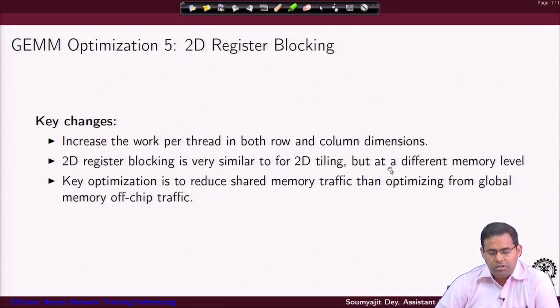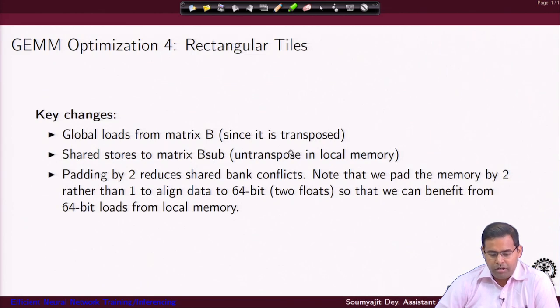Now, let us start with the next optimization, which is what we call 2D register blocking. Just to remember, in the case of rectangular tiles, we had to do the transpose and then store properly in the shared memory while doing the untranspose from the local memory, and then we had to pad the data. So, these are the three things which we needed to do simultaneously.